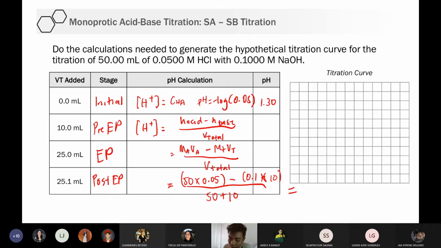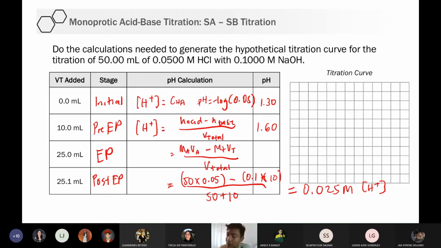Solve natin yan. 50 times 0.05 minus 0.1 times 10, divided by 50 plus 10, we get 0.025 molar. Ito yung concentration ng H+. Okay? So, kunin mo yung pH niyan, negative log. The answer is 1.60. Okay? So, as you can see, upon the addition of small amount of titrant, nag-increase slightly yung pH. Okay? So, ganun.